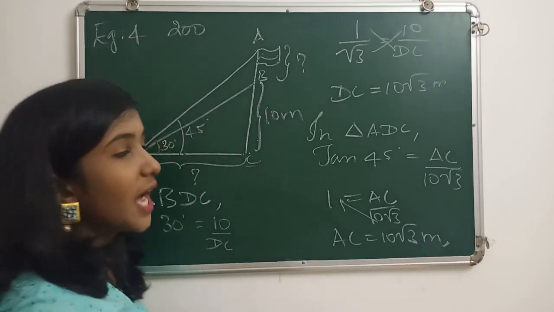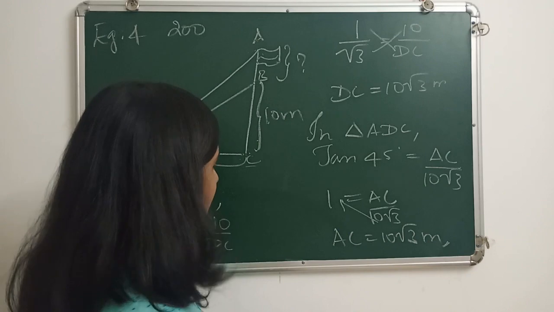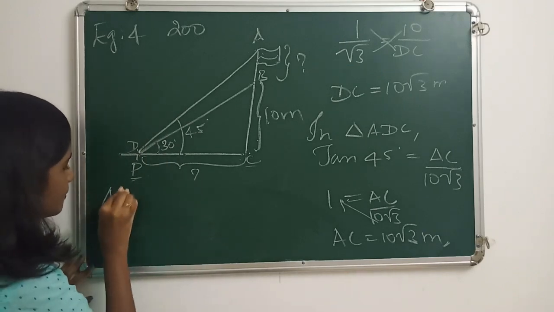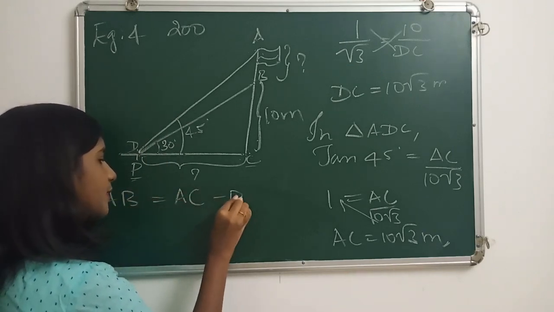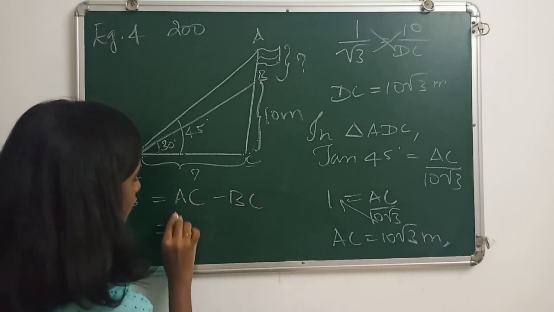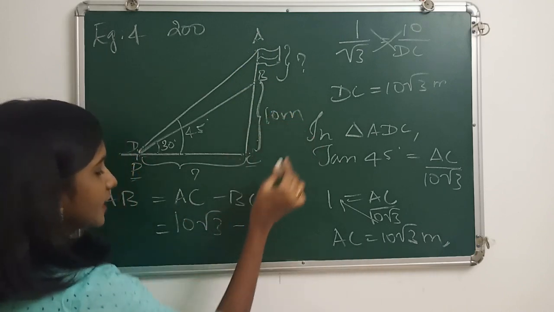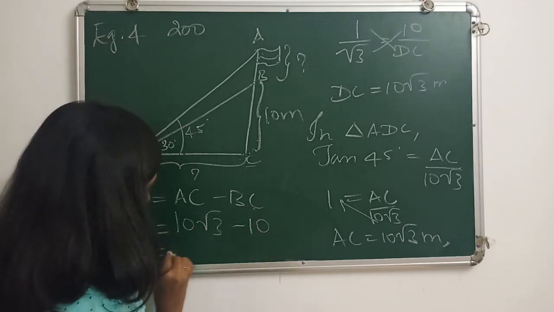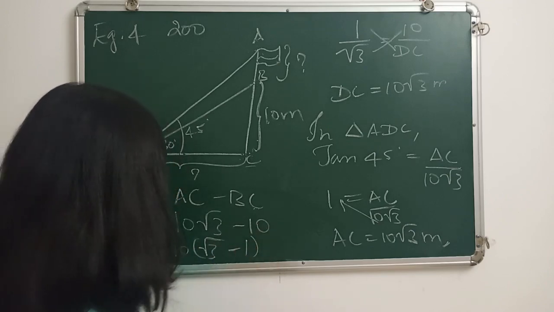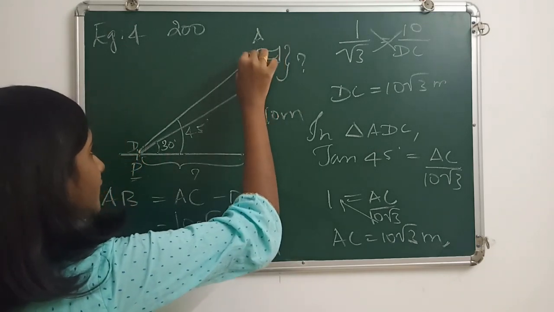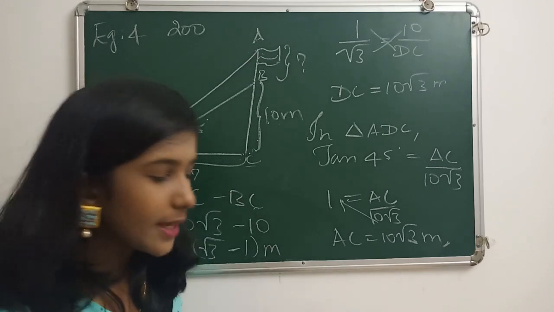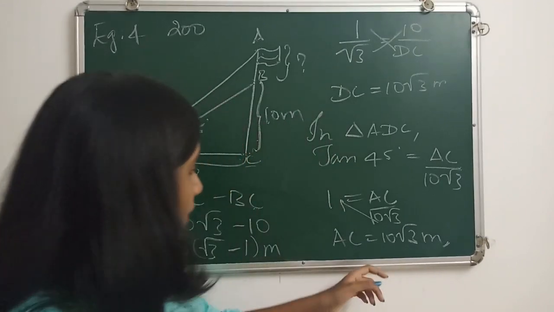Now to find AB, we have to subtract BC from AC. So let us erase this part. Now AB is equal to AC minus BC. That is whole minus this part, as we know. AC is 10 root 3 meter and BC is 10 meter. Now here 10 is common, so we take it out. If we take 10 out, there is root 3 remaining. Here just 1, nothing, so we write it as 1. And this is the answer. The height of the flagstaff, that is AB, is 10 into root 3 minus 1 meter, whereas the distance between P and foot of the tall building is 10 root 3 meter.